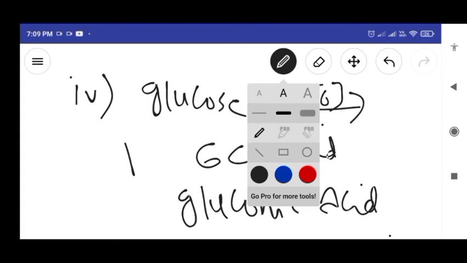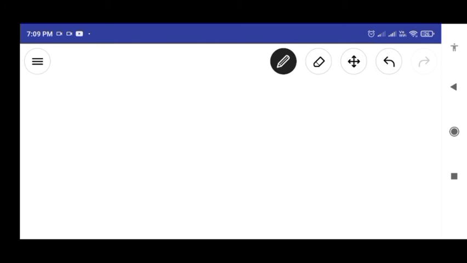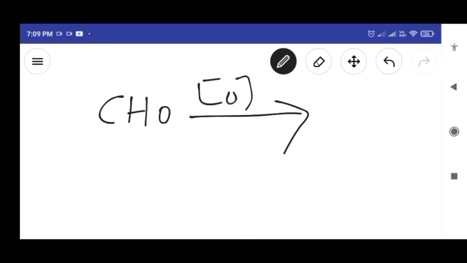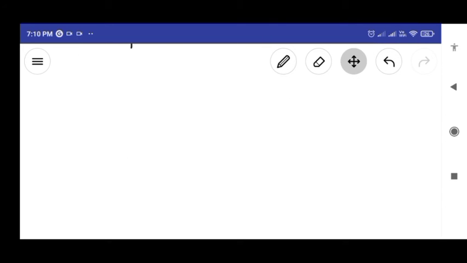The carbonyl group in glucose is an aldehyde. We know an aldehyde will undergo oxidation with a mild oxidizing agent like bromine to give a carboxylic acid. So it's understood that the compound has an aldehyde group. The reaction is in the textbook: the CHO group will give COOH. So we'll move to the next evidence.